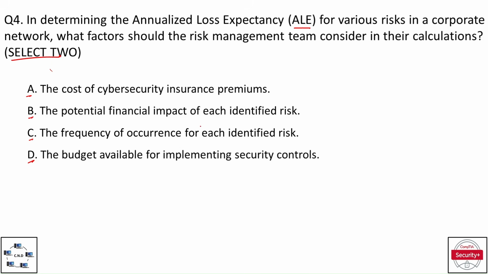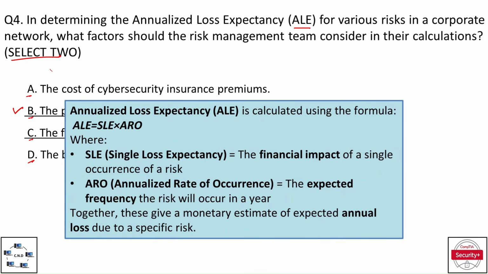And the correct options are option B, the potential financial impact of each identified risk. And option C, the frequency of occurrence for each identified risk. So let me go through the explanation.